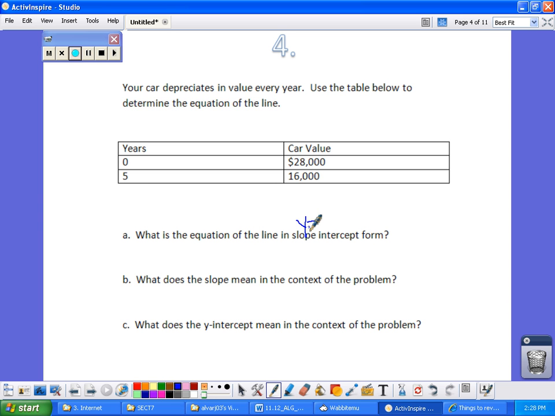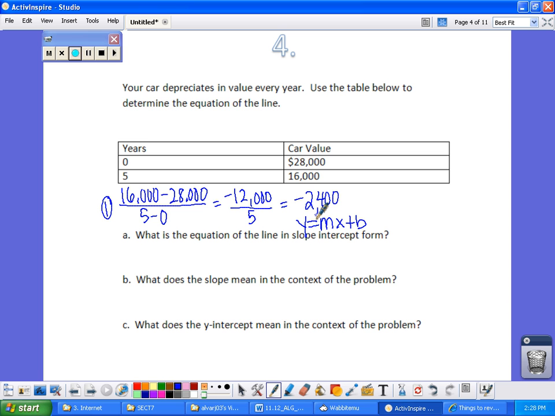Slope-intercept form really just means y equals mx plus b. Everything we've been doing is y equals mx plus b. All right, so step 1, find the slope. So I'm going to take 16,000, that's y2, minus 28,000 over 5 minus 0. And that will give me negative 12,000 divided by 5, which then gives me negative 2,400. Okay, so that's the value of m.